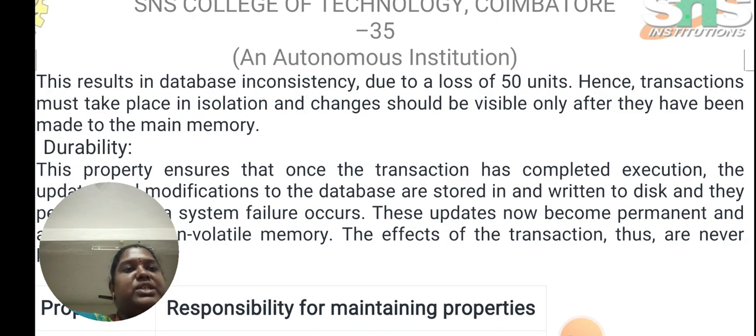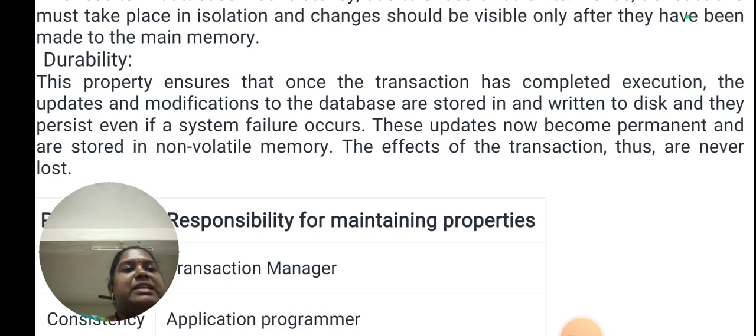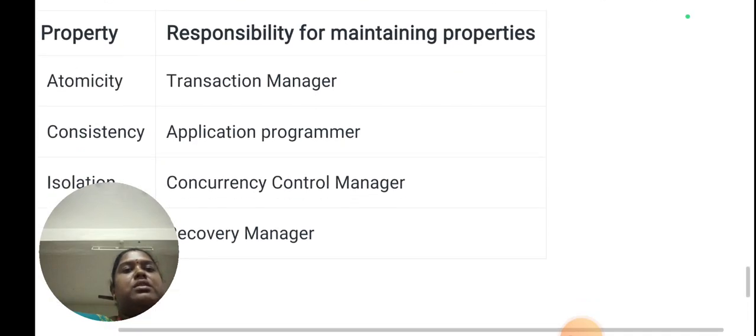Hence, transactions must take place in isolation, and changes should be visible only after they have been made to the main memory. Durability: this property ensures that once the transaction has completed execution, the updates and modifications to the database are written to the disk, and even if a system failure occurs, these updates become permanent and are stored in non-volatile memory.